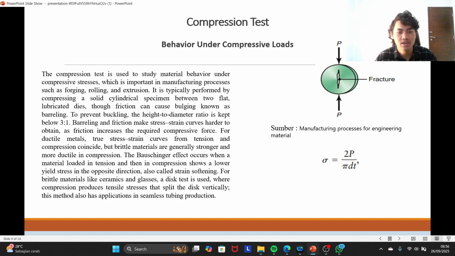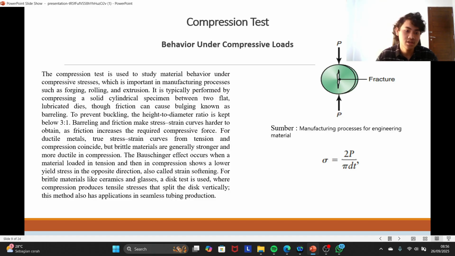Though friction can cause bulging known as barreling. To prevent buckling, the height-to-diameter ratio is kept below 3:1. Barreling and friction make the stress-strain curve harder to obtain, as friction increases the required compressive force.